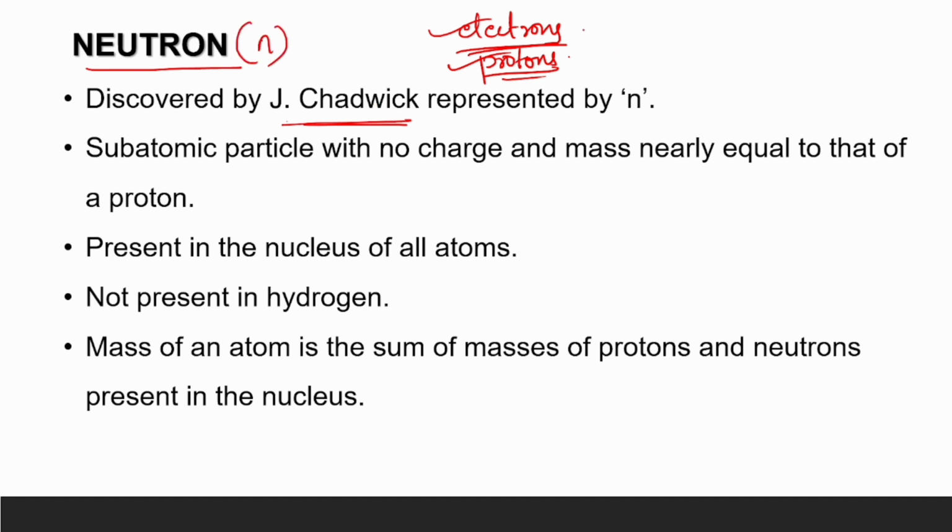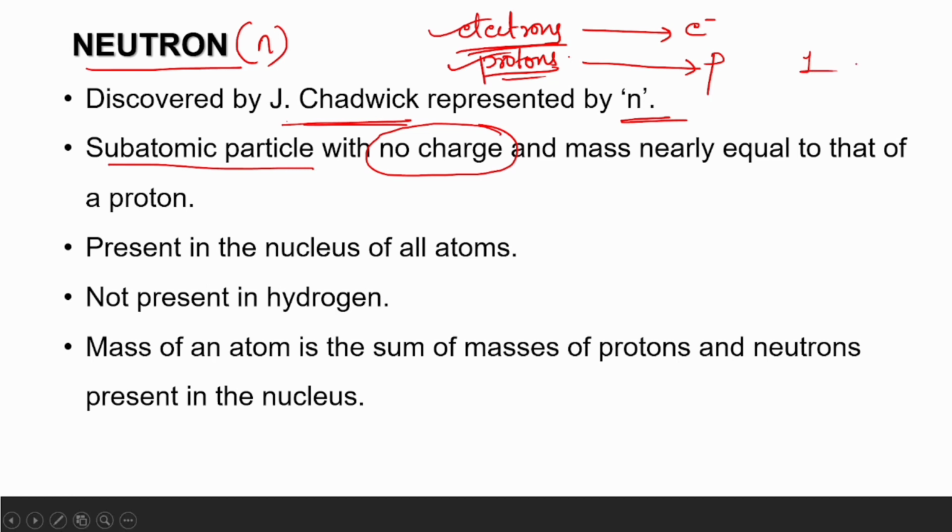So, how do we represent an electron? As e minus, isn't it? And proton we represented by p. And the third subatomic particle, neutron, we will represent by small letter n. Neutron is a subatomic particle with no charge. So neutron does not have a charge. Proton has a charge, that is 1, isn't it? Neutron does not have a charge and its mass is nearly equal to that of the proton. So the mass of a proton and the mass of a neutron are equal.